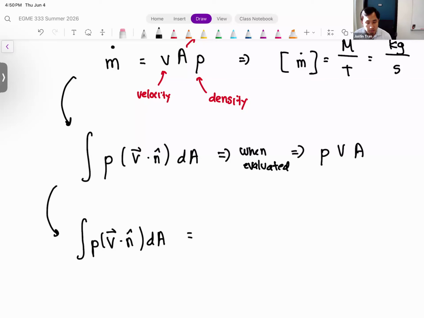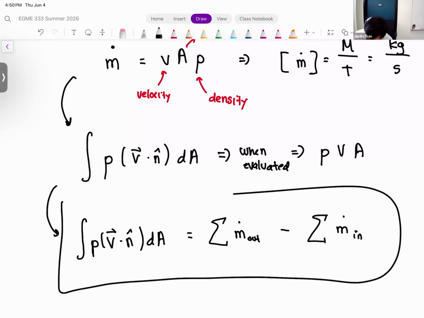This form here is general, so this will work for systems with multiple inlets or multiple outlets. And this is going to equal the sum of the mass flow rates at all of the outflows minus the summation of the mass flow rates at all of the inflows. Remember the sign convention.